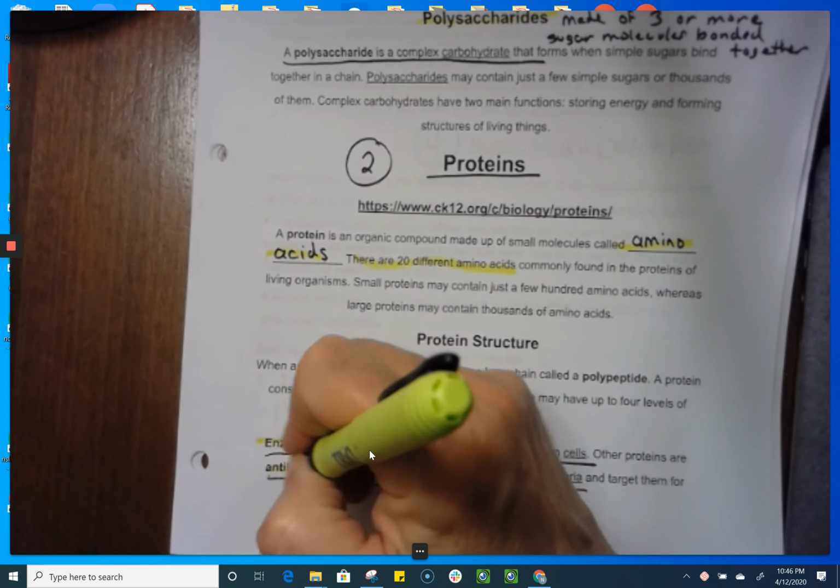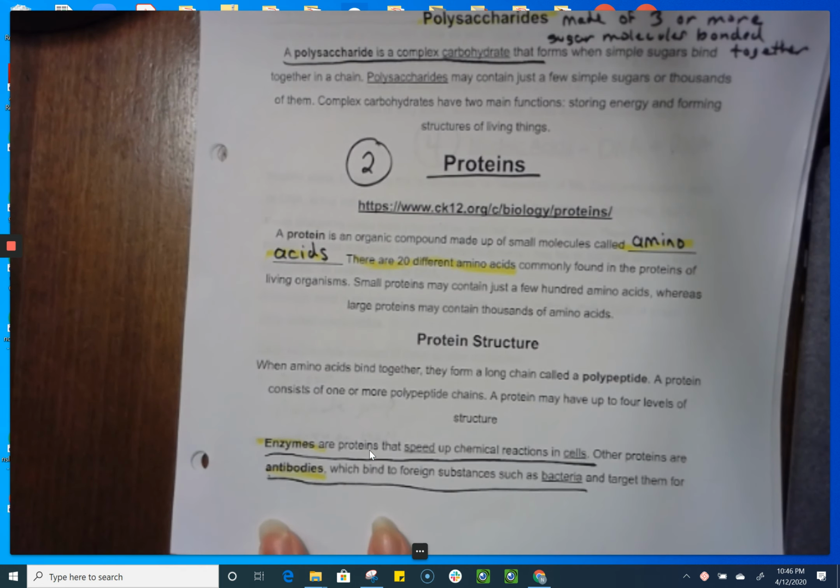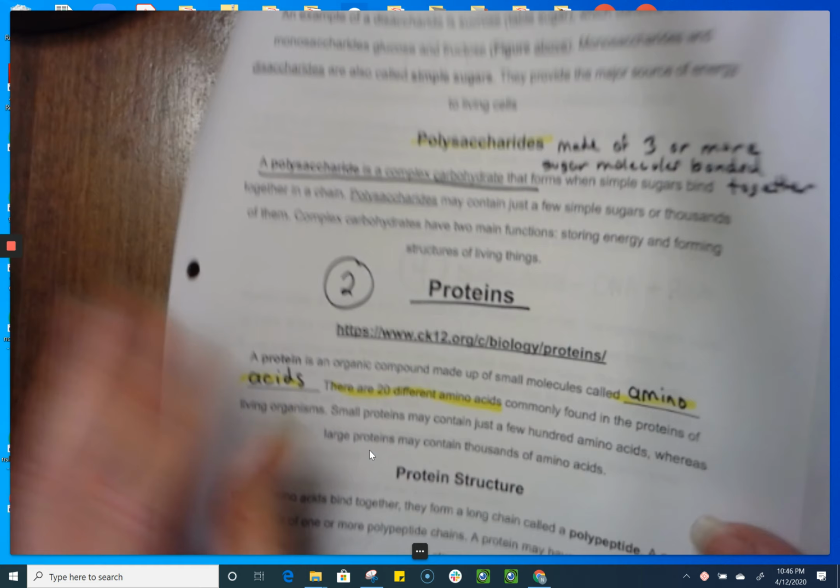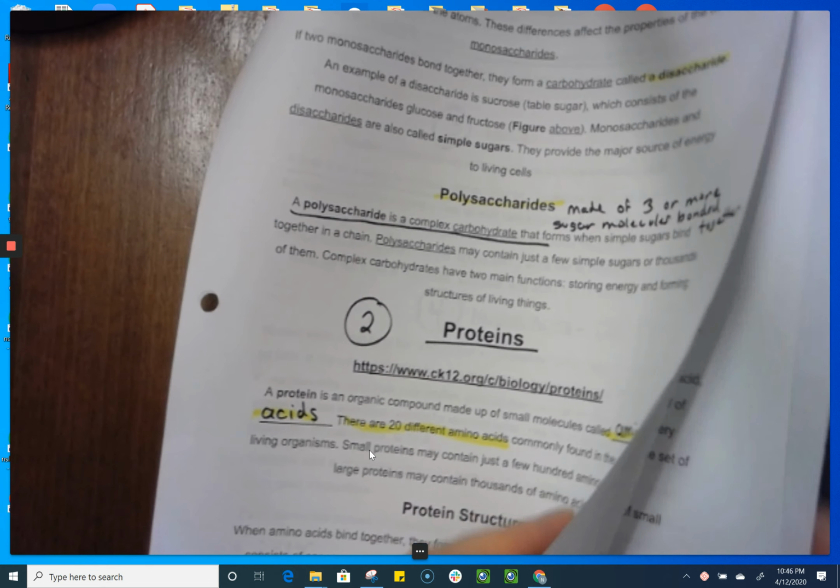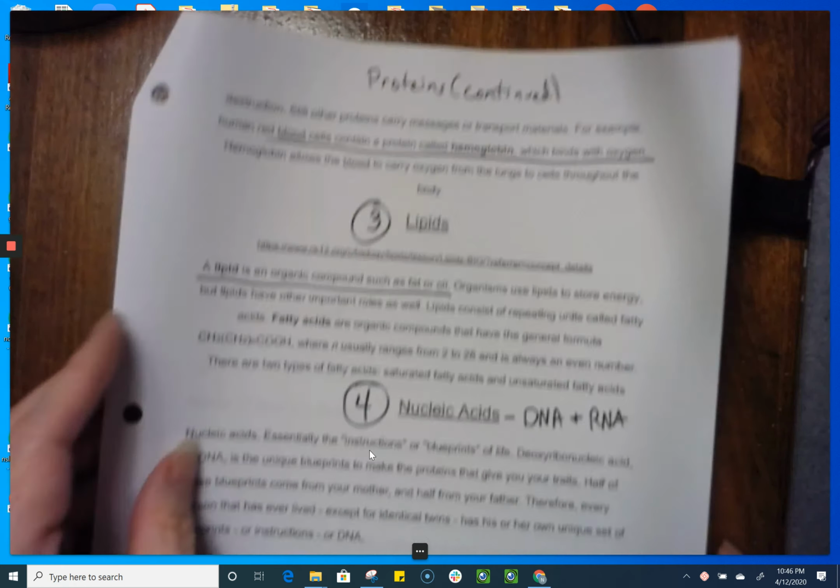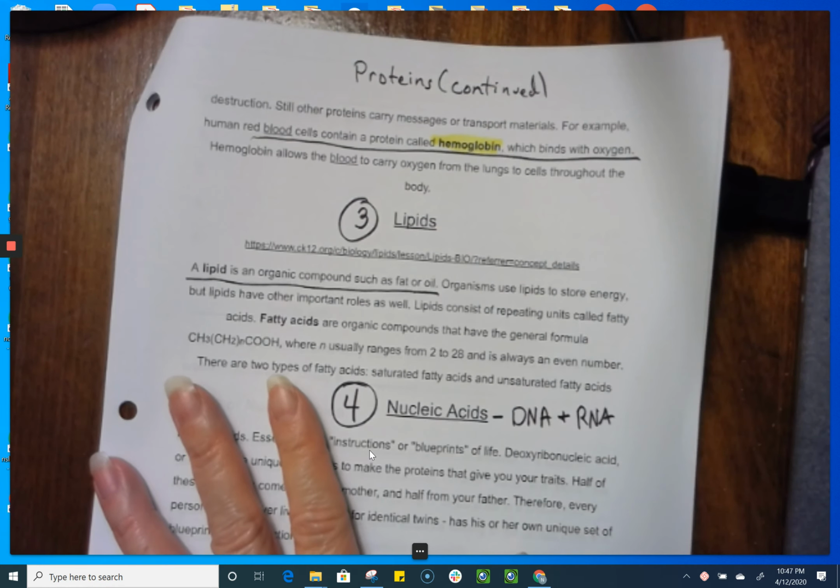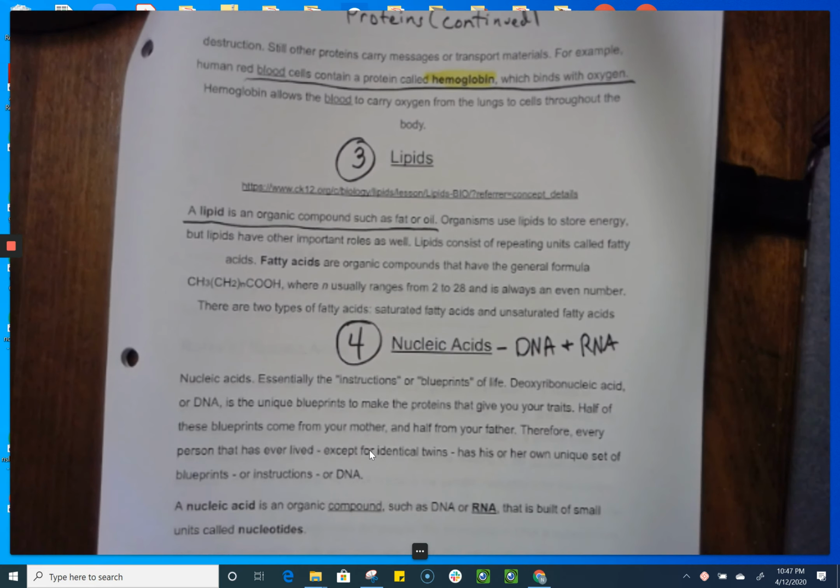are just chemicals. They speed up reactions in your cells. Another example of a protein is an antibody, which helps to target certain bacteria and so forth. And then also another example of a protein in your blood is hemoglobin. That is what carries the oxygen from your lungs to different cells of the body.